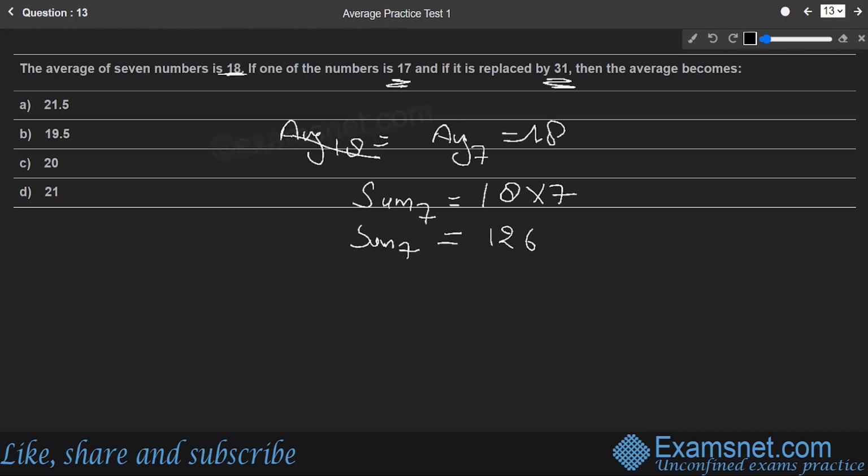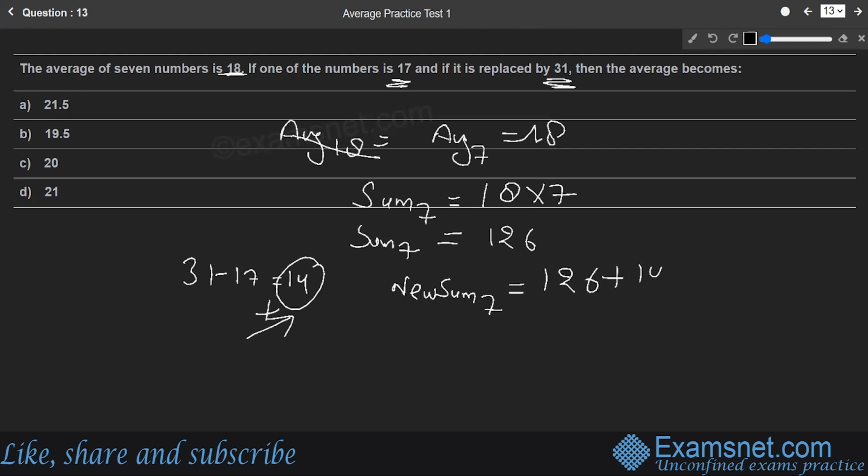Then he says one of the numbers is 17 and it is replaced by 31. So how much more has been added? 31 minus 17, that is 14 more. Earlier it was 17, now it is 31, so 14 more has been added to the total. That means the new sum of those 7 numbers is the old sum plus 14, that is 140.